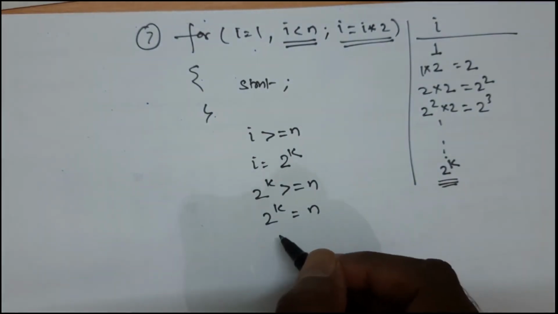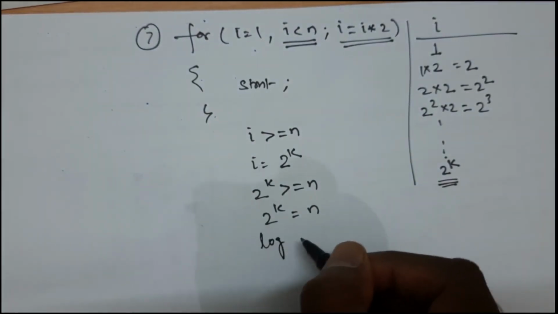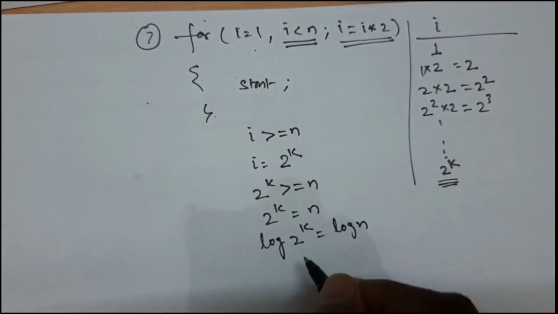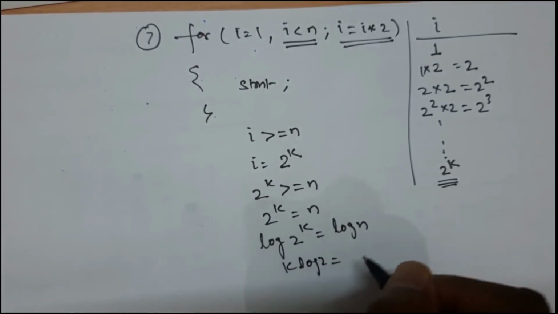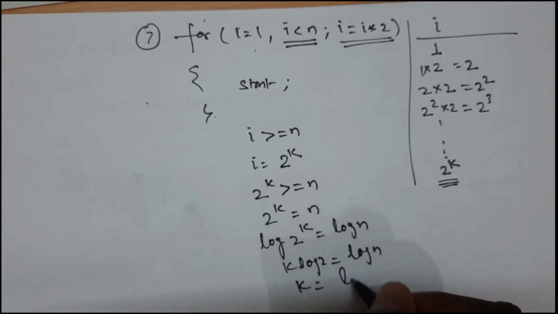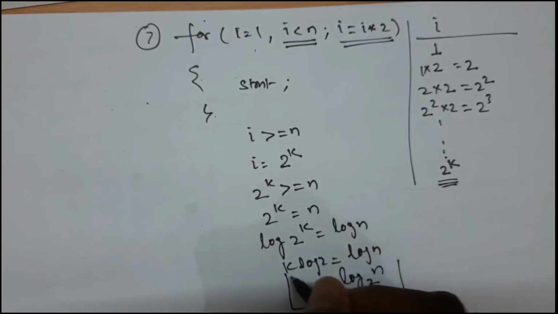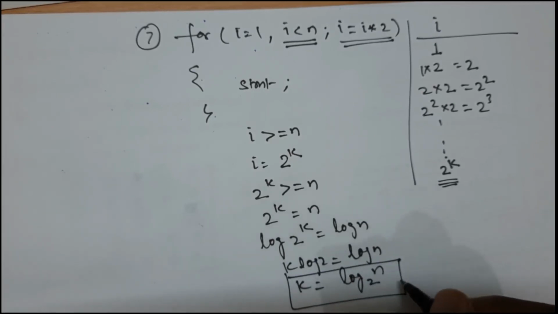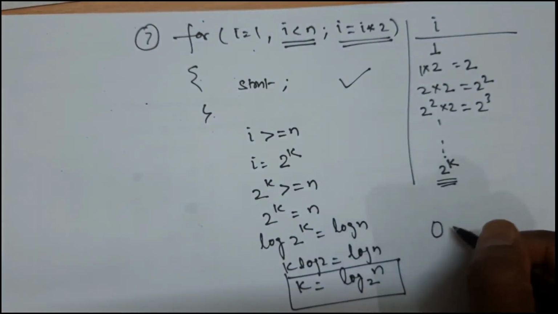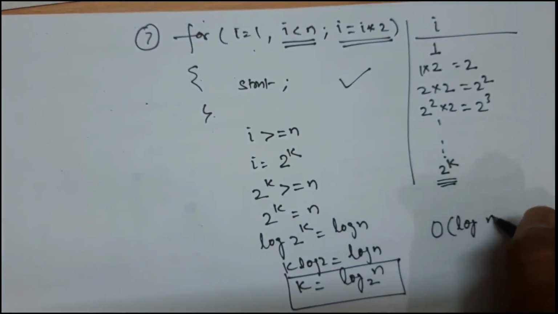So what is the value of k? If we take the log of both sides, log of 2 to the power k equals log of n. So k log 2 equals log of n. So k can be written as log of n base 2. So this is the time complexity of this piece of code, that is order of log of n base 2.